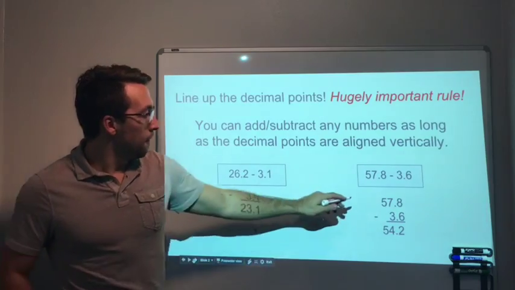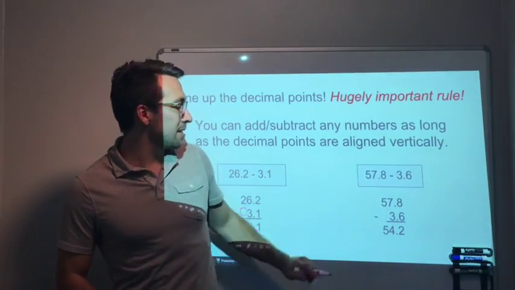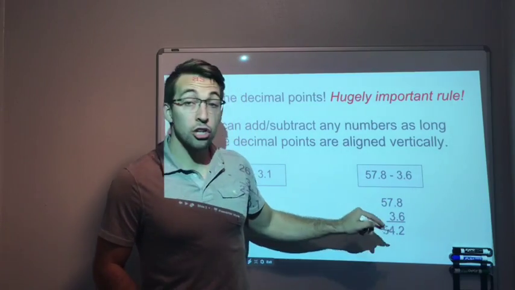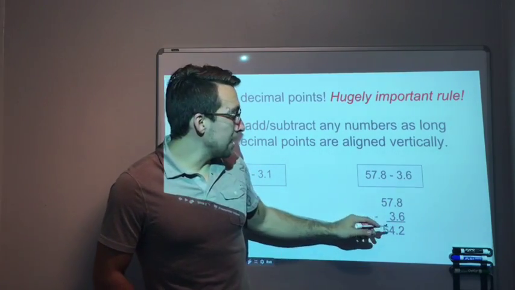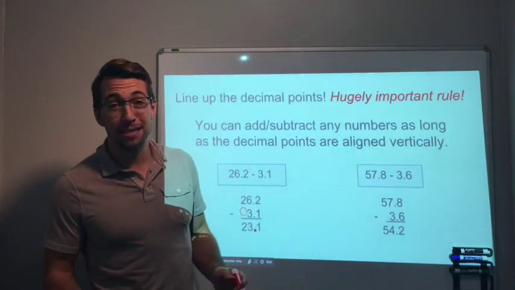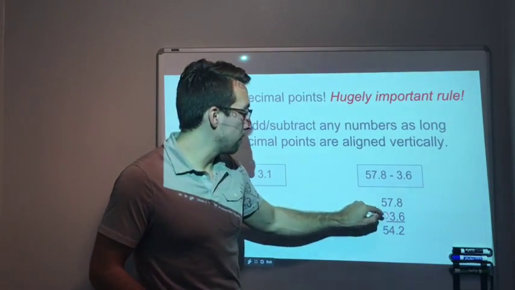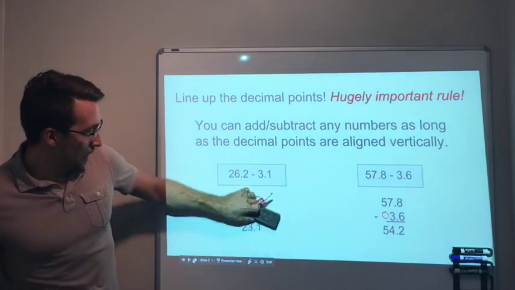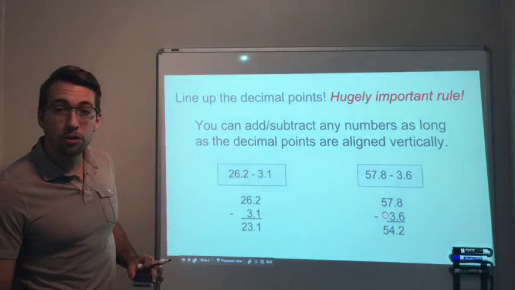There it is. 57 and 8/10 minus 3 and 6/10. 8 minus 6, 2. 7 minus 3, 4, and then 5 minus 0, that's 5. Okay. So, let's look at larger numbers.